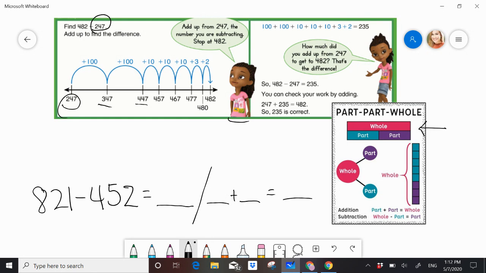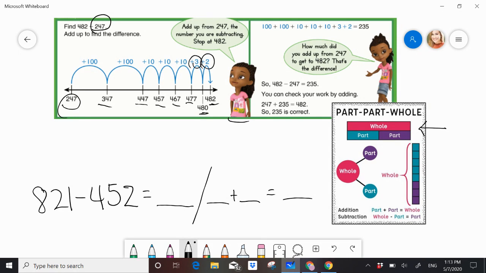They do plus 10, 457, plus another 10, 467, plus another 10, 477. Then they say to themselves, if I were to add on another 10, that would be 487. That would be too high. So let's start adding on ones. They make a friendly 10 first by adding on 3 to get 480. Then they add on 2 to get 482.